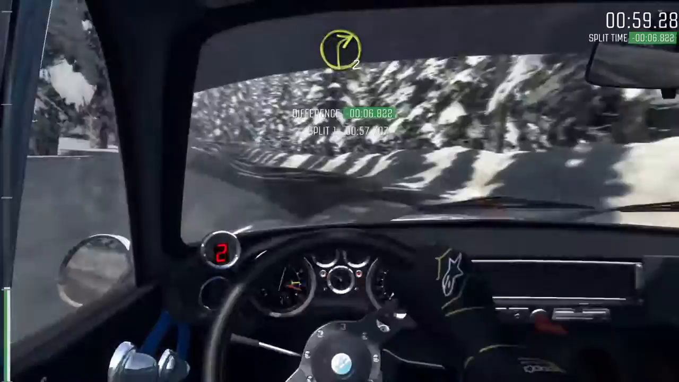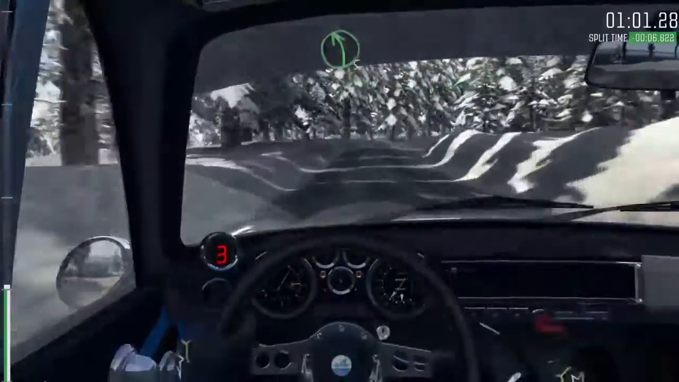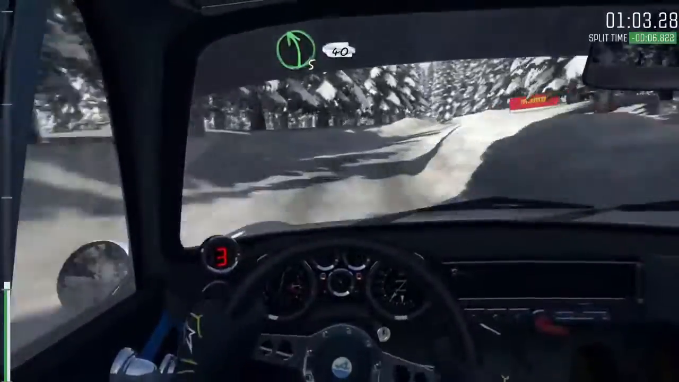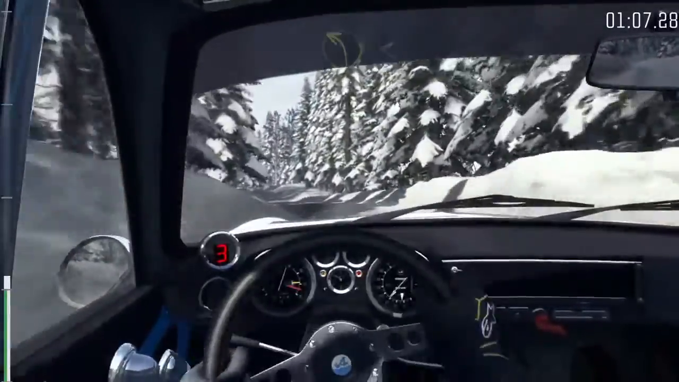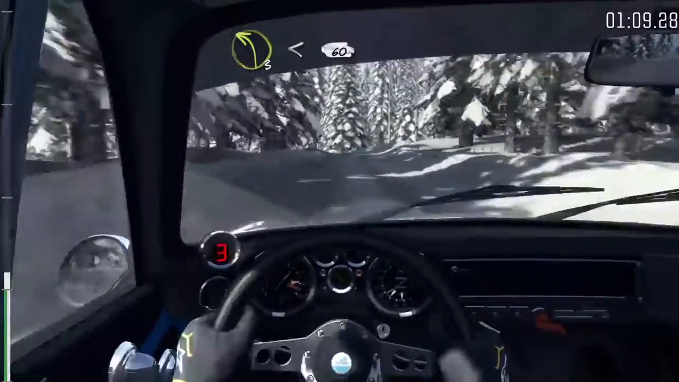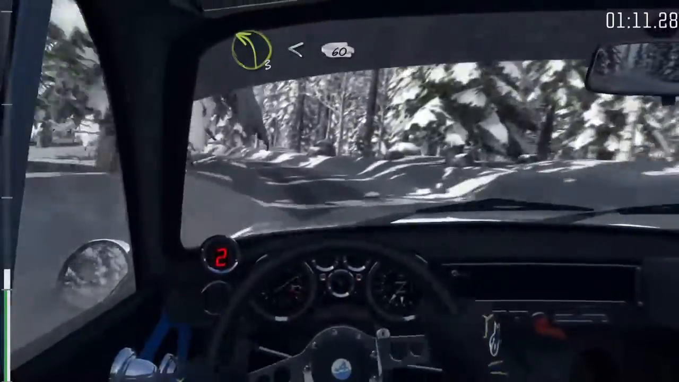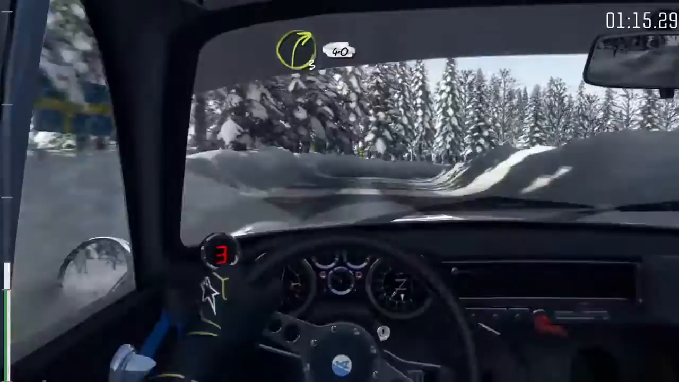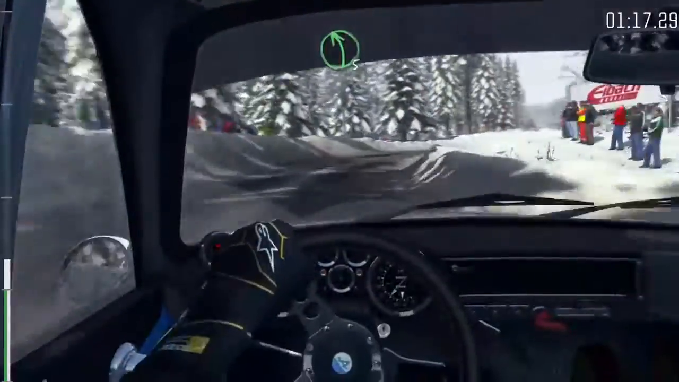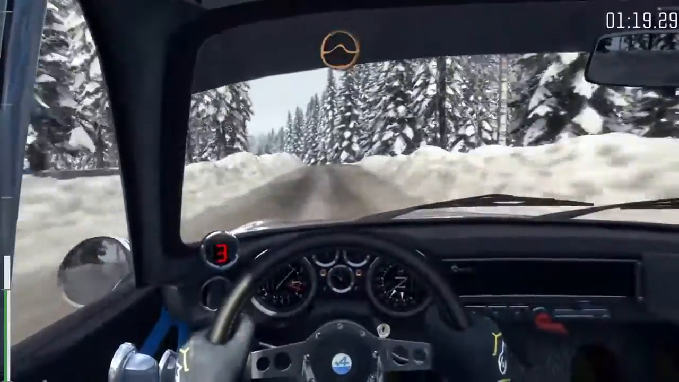Right 2 half long, into left 5 long over crest 40, left 3 over crest open 60, right 3 long 40, left 5 long over 2 crests and crest jump 40.